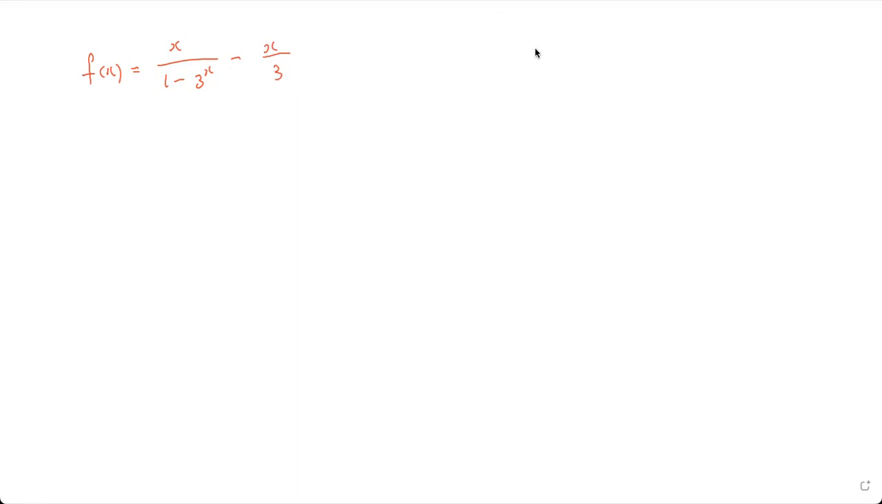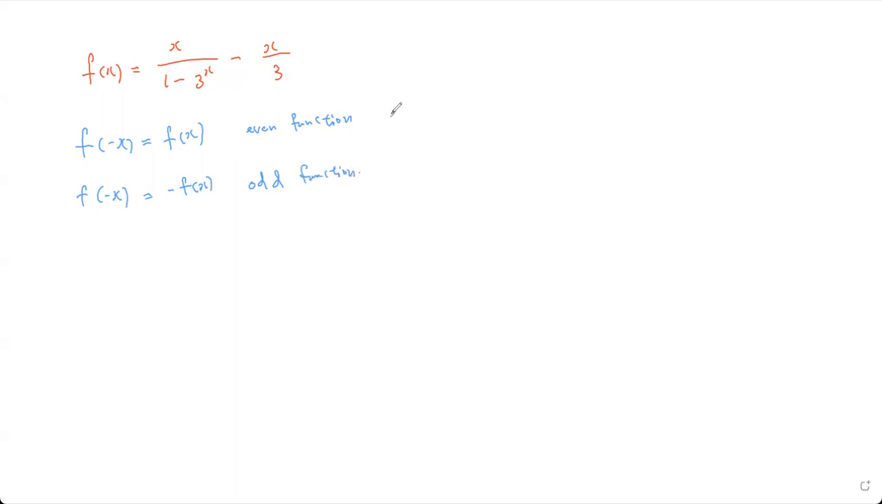An even function is basically something like this: if you have f of negative x, this is equal to f of x. So that is an even function. And what is an odd function? If it's an odd function, then f of negative x would be equal to negative f of x. So that's an odd function.